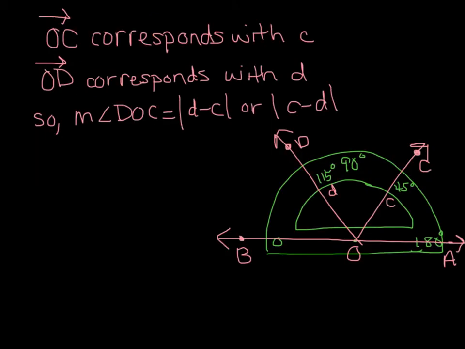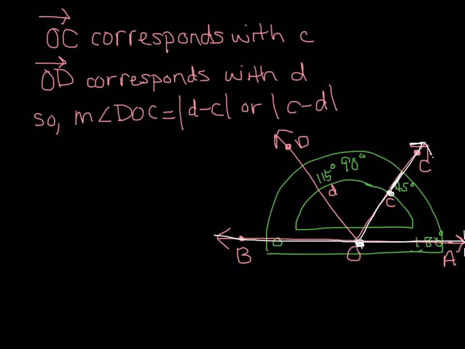So here is my drawing of a protractor. And we have segment AB here. So that is segment AB, and there's a point O that lies on segment AB. So if we were to draw a ray coming out here, so this is ray OC, that corresponds with C right here.